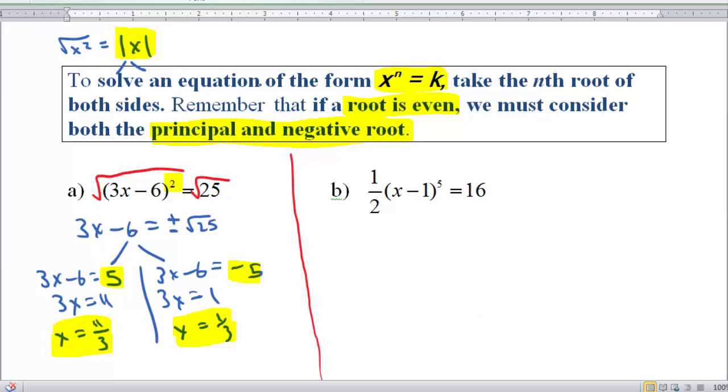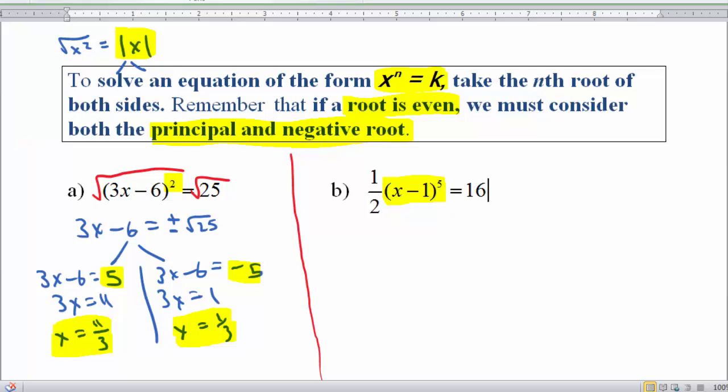And now the second one here, b, is a little bit different because you have to isolate first, right? I tell you these equations have to be of the form x to the n equals k, and here you actually have some number times x to the n equals k. So I've got to get rid of that number first. So bottom line is, before you solve this, you're going to have to isolate this, and then you'll take the fifth root. But after you take the fifth root, you won't have to do positive or negative because it's not an even root. It's going to be an odd root.